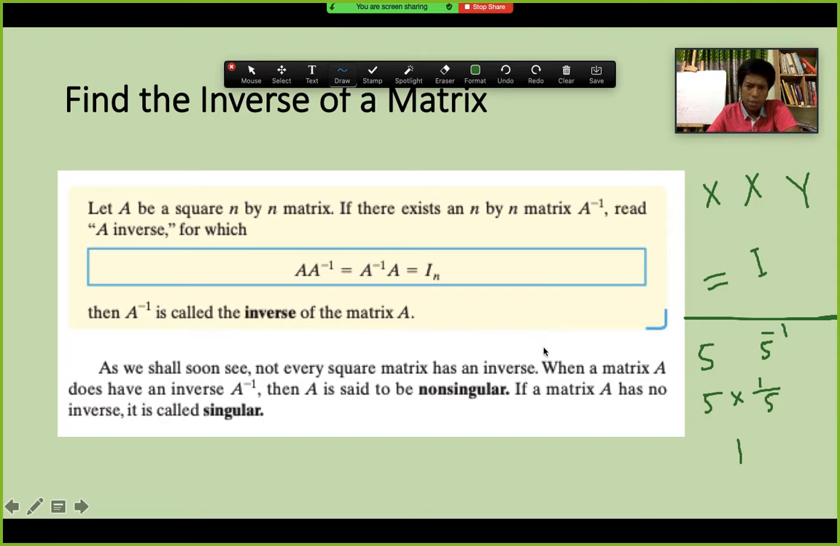Some matrices sometimes may not have an inverse, which is called a singular matrix. If a matrix A has no inverse, then it is called a singular matrix. And other matrices, those who have the inverse, are called non-singular. Some matrices do not have an inverse, and we will talk about it a bit in the coming slides, why some of them do not have an inverse.